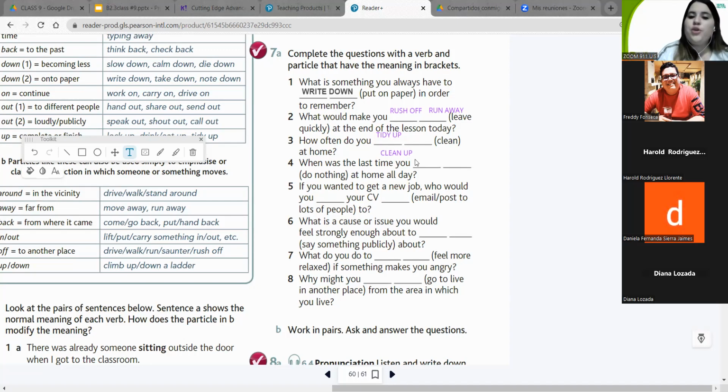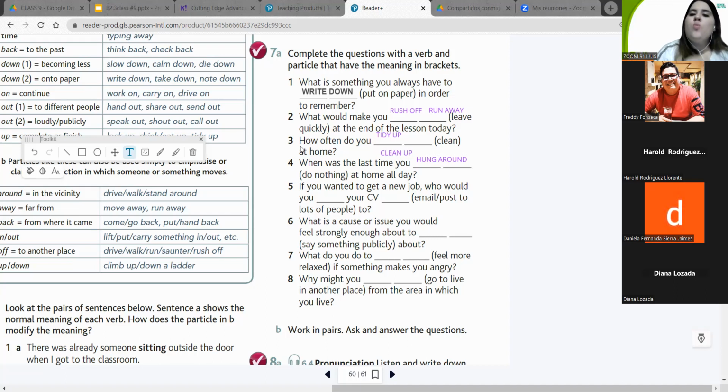When was the last time you and then do nothing at home all day? Hanging around. Yes, when was the last time you hung around, I mean, in past, right? Hang around. When was the last time you hung around at home all day? Or when was the last time you did nothing at home all day?